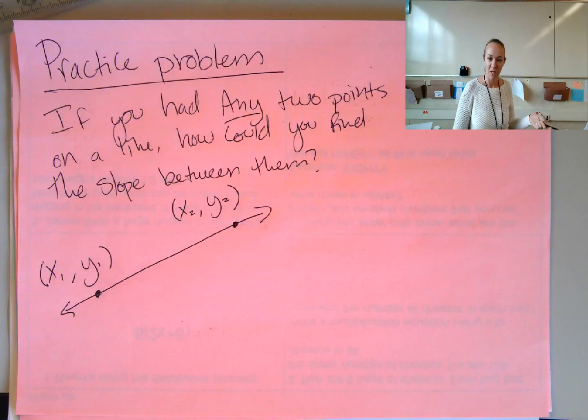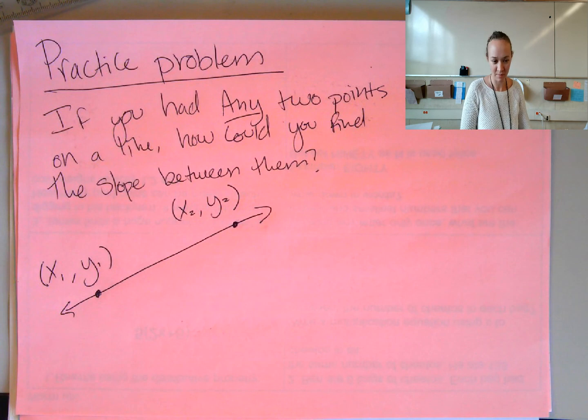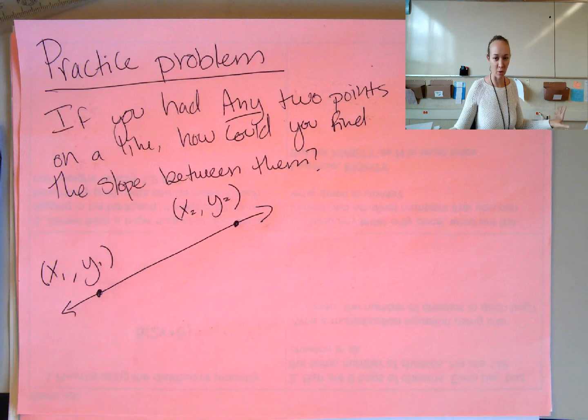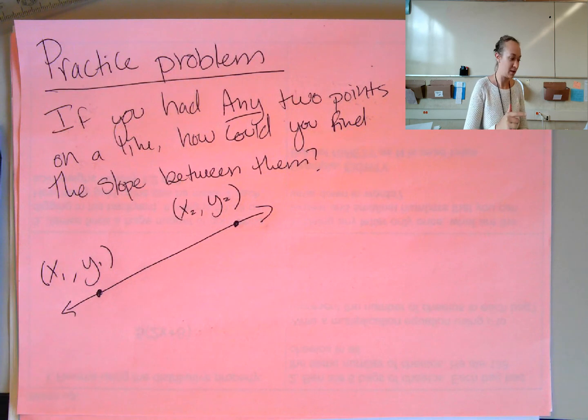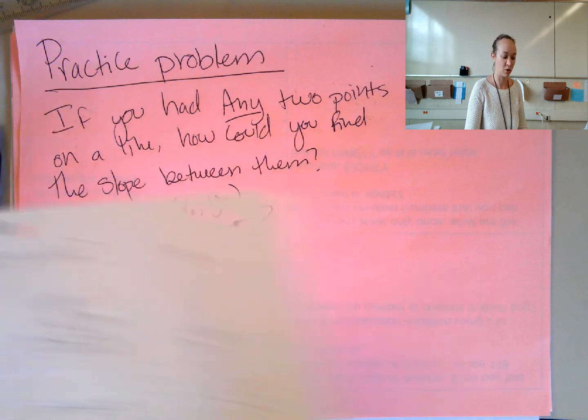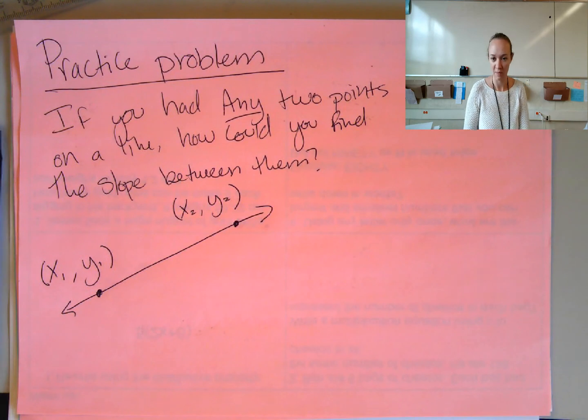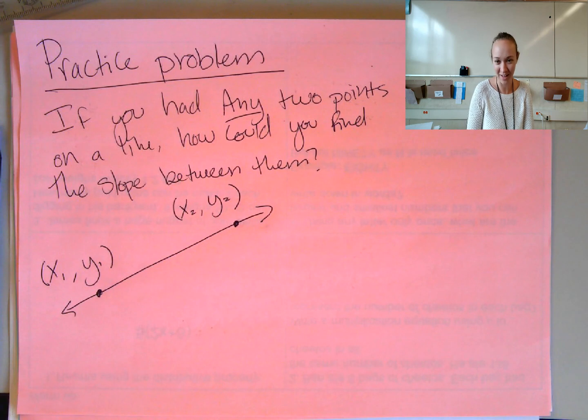Okay, so for our practice problem, if you had any 2 points on a line, I'm calling them x1, y1 and x2, y2, just 2 random points, how could you find the slope between them? This is a hard question. You might need to go back and look at the page from before, this page. It's okay if you can't figure it out. You're just going to take your best guess, and then we're going to talk about it together in class on Monday. So leave space in your notes because we're going to be adding in the formula here. That's basically what I'm asking you to do, is write me the formula. Good luck.